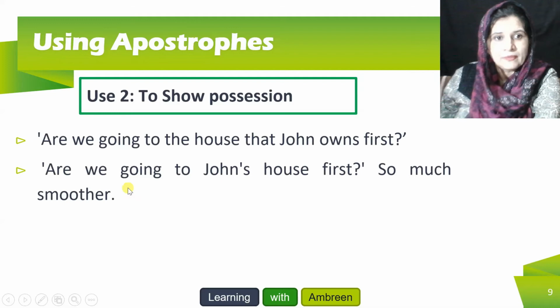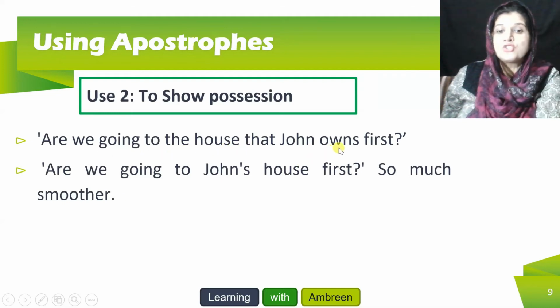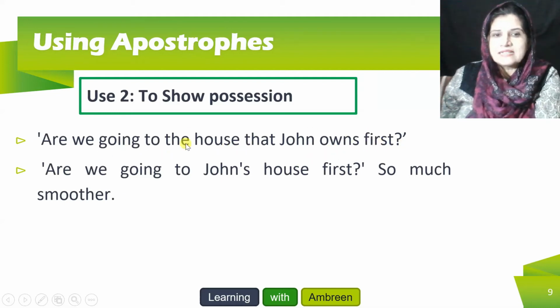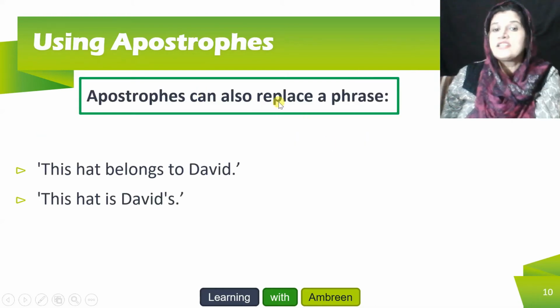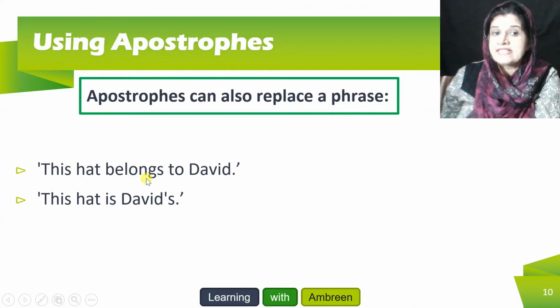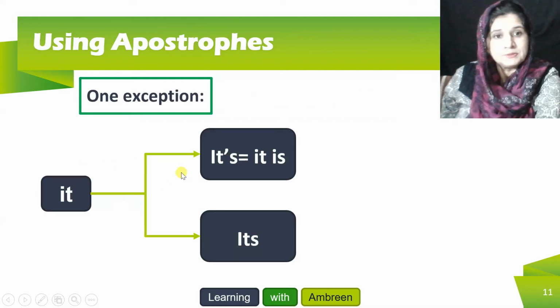Let's move. Are we going to the house that John owns first? So this is again a lengthy phrase. The house that John owns. So how would we change it? Are we going to John's house first? And you can see that this sentence is quite easy to speak and easy to understand. It's quite smooth. Apostrophes can also replace a phrase like this hat belongs to David. This hat is David's. So we remove the whole phrase belongs to, right?